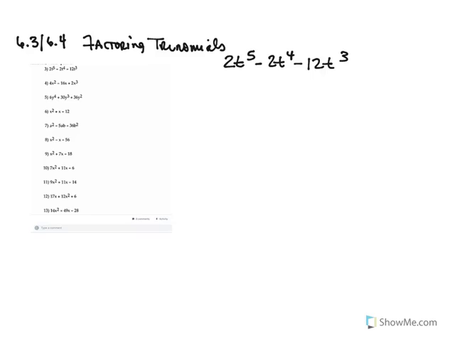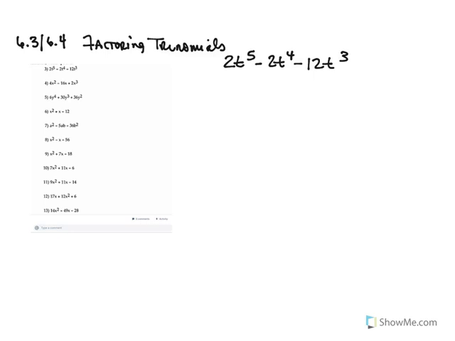All right, so we are continuing factoring trinomials from 6.3 and 6.4. So we have this first example here, and I'm just going to go through the list. 2t to the fifth minus 2t to the fourth minus 12t to the third power. So this is what we want to do. It's already in descending order because my exponents go from 5, 4 to 3, right? Descending order meaning the exponent should count down in order.